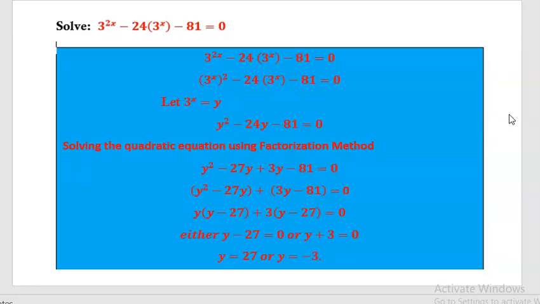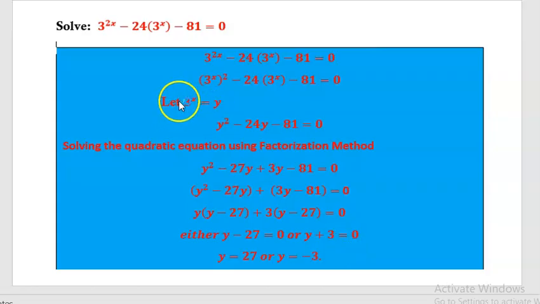You see that y minus 27 is common in this line, so you bring it out to be 0. Then y plus 3 will be 0. One of the two must be 0 to get the 0 in front of this equality sign. So solving this, you're going to get y is equal to 27 or y is equal to minus 3. So that is the first step. We have gotten our y's.